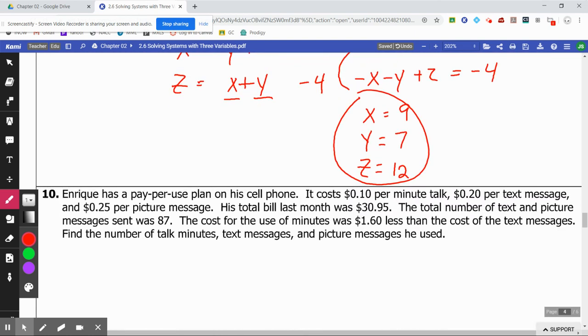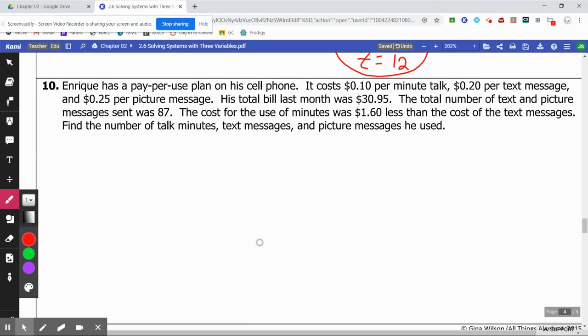Okay, number 10, last one. It says Enrique has a pay-per-use plan on his cell phone. It costs 10 cents per minute to talk, 20 cents to text, and 25 cents per picture message. Again, you see the X, Y, and Z already. His total bill last month was $30.95. The total number of text and picture messages that he sent was 87. The cost for use of minutes was $1.60 less than the cost of the text messages. Find the number of talk, text, and picture messages he used.